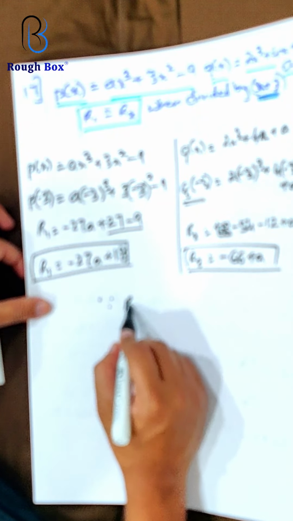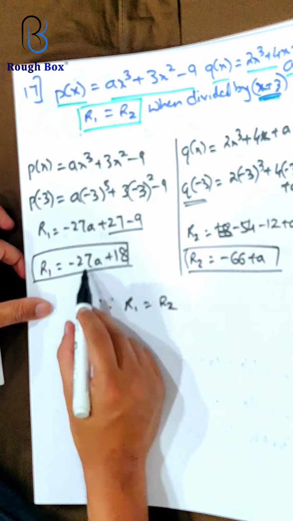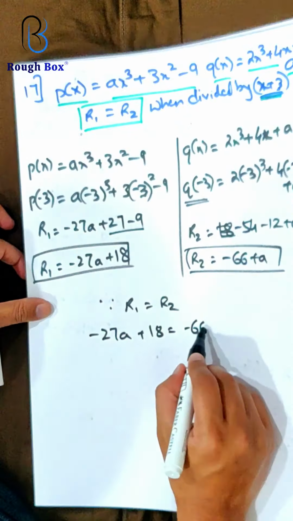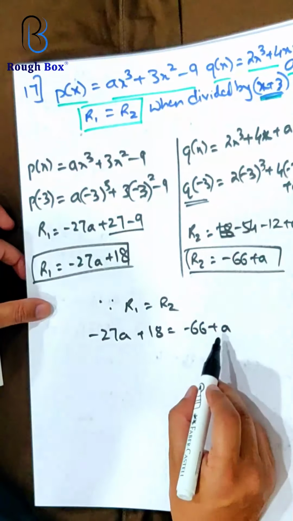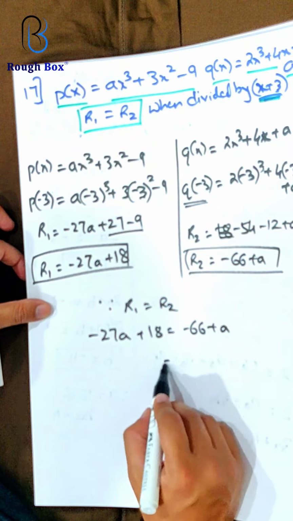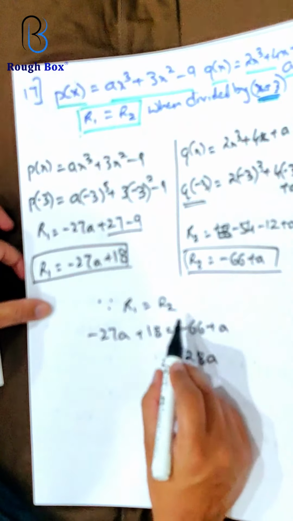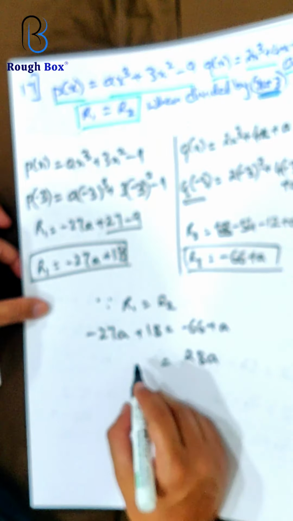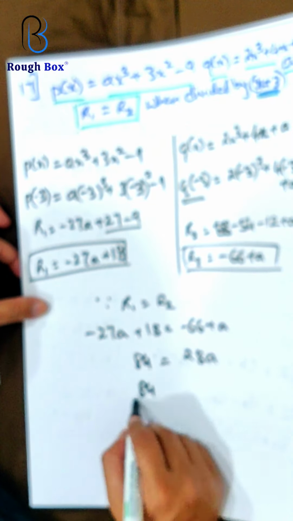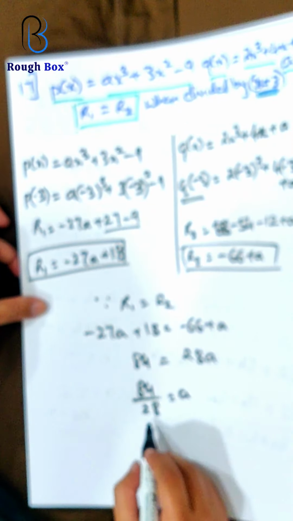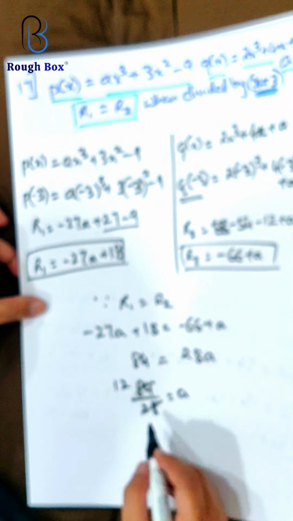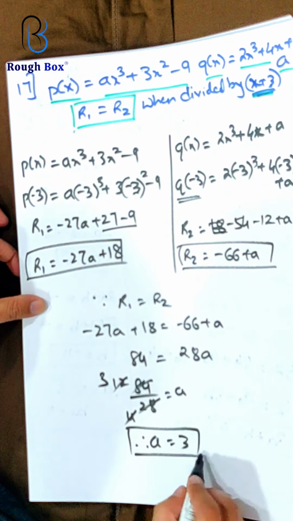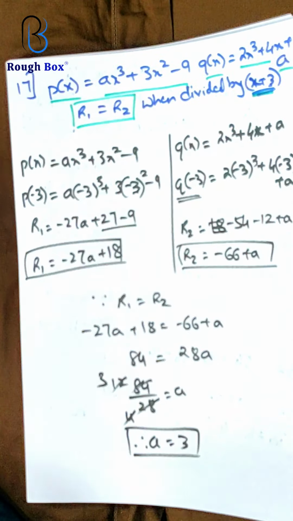And then say since R1 equals R2. So remainder 1 equals remainder 2. So 27a goes on the other side, becomes 28a. 66 comes here and you add this, so 66, 76, 84. So 84 by 28 is equal to a. 7 12s are, 7 4s are, 1s are, 3s are. So my final answer for A is 3. Interesting question, isn't it?